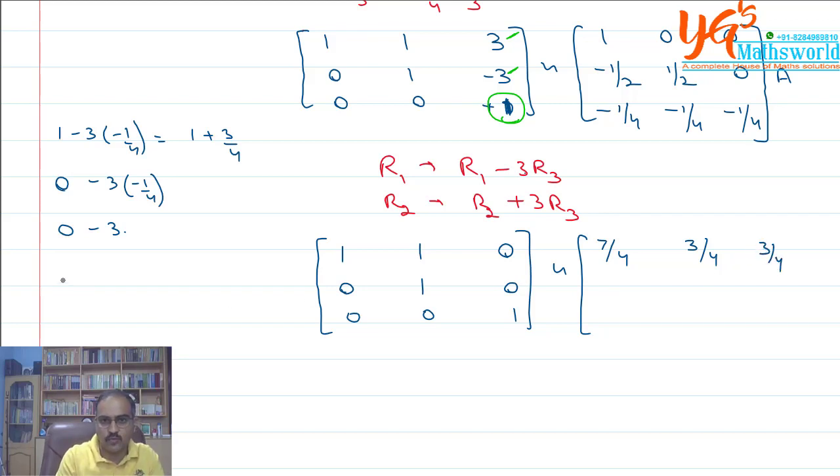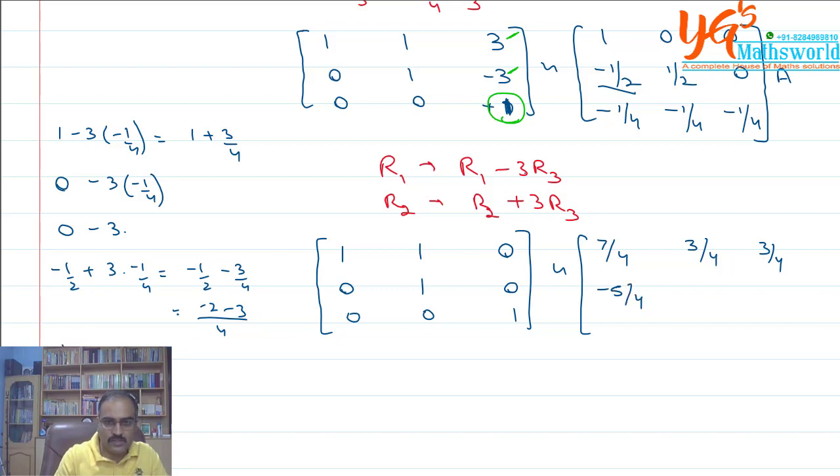On row second, R2, what we are having? Minus 1 by 2, this minus 1 by 2, plus 3 times minus 1 by 4. So it will be minus 1 by 2 minus of 3 by 4. I will take 4 as LCM: minus 2 and minus 3, minus 5 by 4.